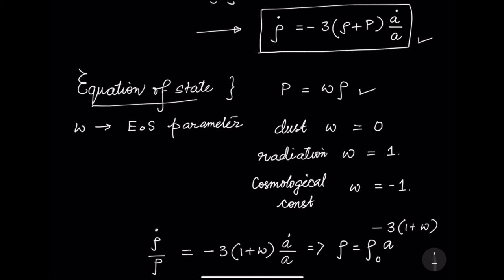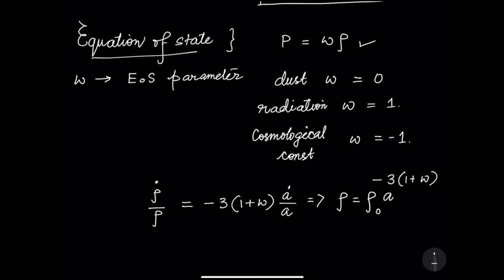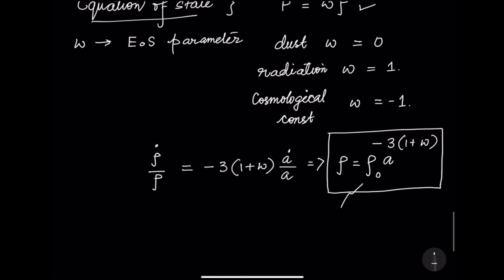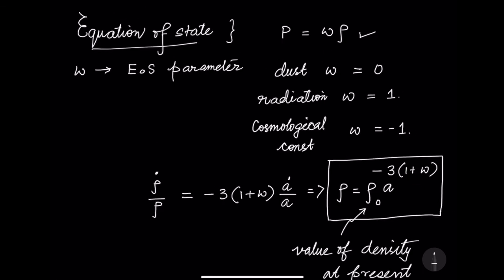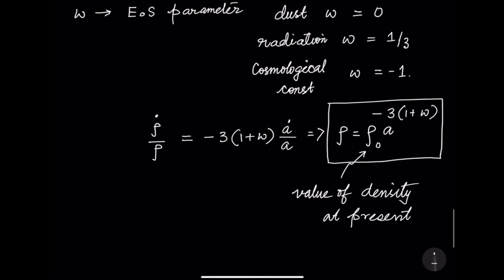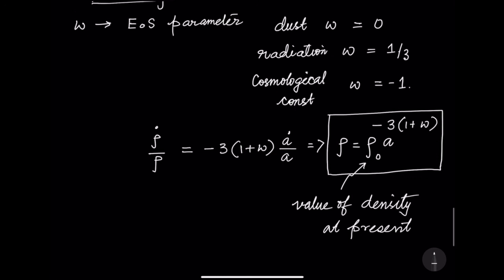So for dust, ρ is ρ0 a to the minus 3. ρ0, you can imagine now what it is. At present, a equals 1. So ρ0 is the value of the density at present. I'm sorry, for radiation, ω is supposed to be 1/3. So 1 plus 1/3 is 4/3, times -3. So ρ will be ρ0 a to the minus 4. And for the cosmological constant, it will be just a constant.